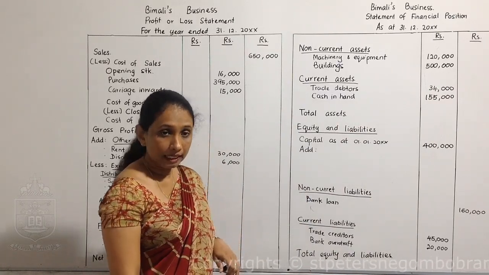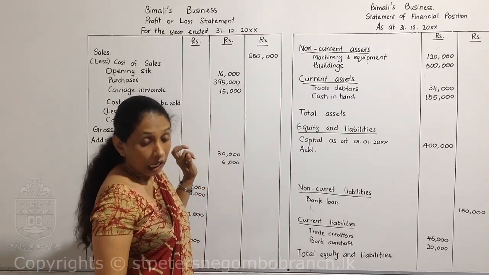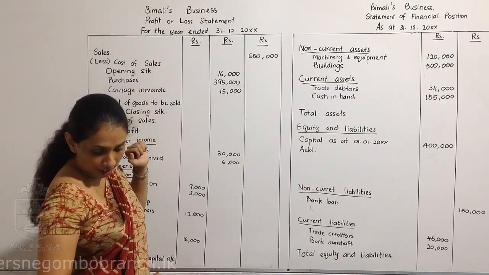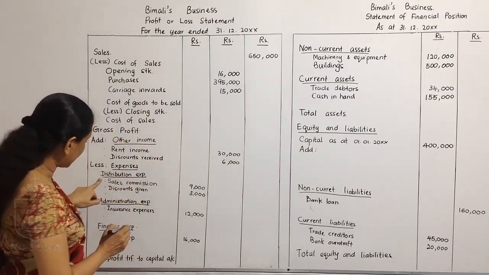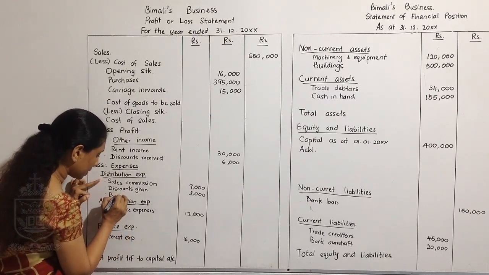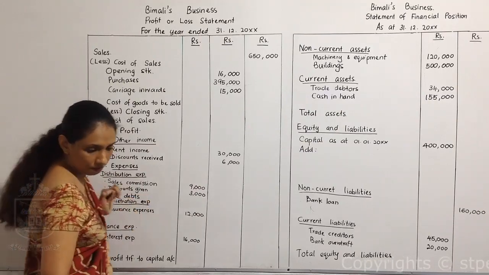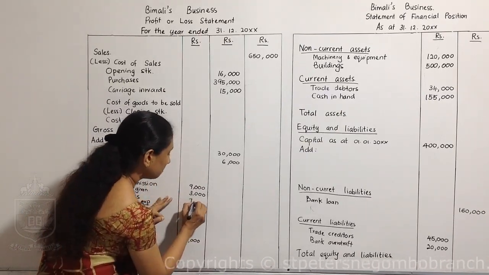Then we have the bad debts again, a distribution expense, which will go to the expenses in the profit or loss statement. So I'll go to the distribution expenses section, and under that I'll mention the bad debts. It's 7,000.